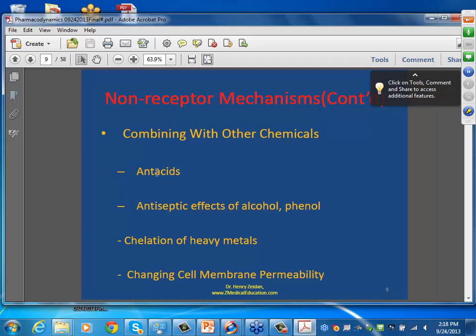A non-receptor mechanism of drug interaction is, as you are all aware, combining with other chemicals, like antacids. Your main objective here is to raise the pH. So antacid is a good example for that. Other examples are the antiseptic effects of alcohols, phenol, and chelation of heavy metals.